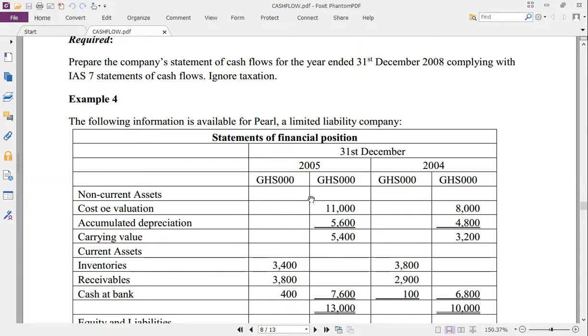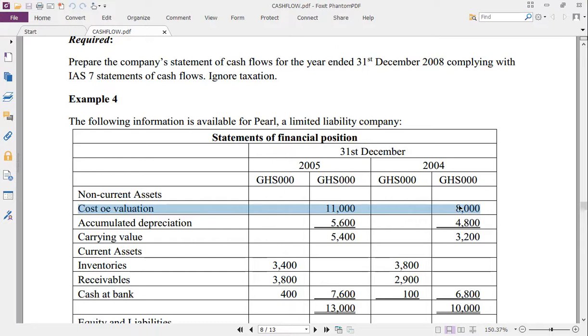Now let's come to the financial position. So cost or valuation, the current assets, all of them are there. Accumulated depreciation, 5,600. For the cost or valuation, that means some of the assets were revalued. So 11,000, that's the cost for 2005. So 8,000, that's the closing balance. Yes, the closing balance. The current year is the closing balance, and then the previous year is the opening balance.